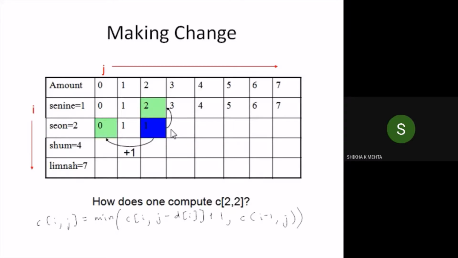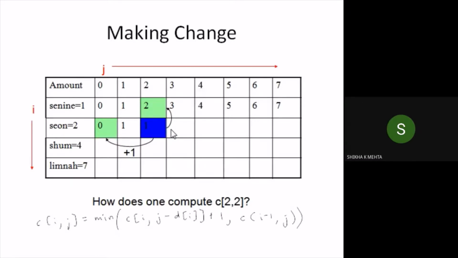And similarly, when we take up this particular value, C[i minus 1, j], i is 2, so we get 2 minus 1 is 1, and here we are getting C[1, 2]. What is the value of C[1, 2]? First row, second column, this is the value 2. This value is equal to plus 1, because C[i, j minus di] becomes 0, so 0 plus 1 is 1. Another value that we get is 2. So when we take the minimum of these two values, we get 1.